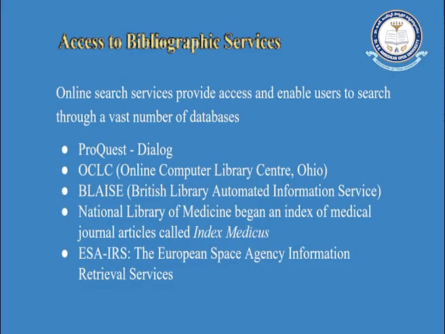The best examples are ProQuest, Dialog, OCLC, that is Online Computer Library Center, Ohio, BLAISE, British Library Automated Information Service, and the National Library of Medicine, that is NLM, which is the index of medical literature, that is journal articles. It developed from the Index Medicus of earlier years. Another is ESA-IRS, that is European Space Agency Information Retrieval.